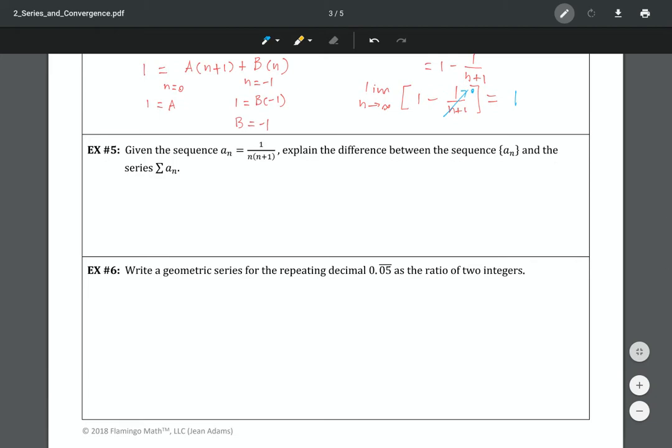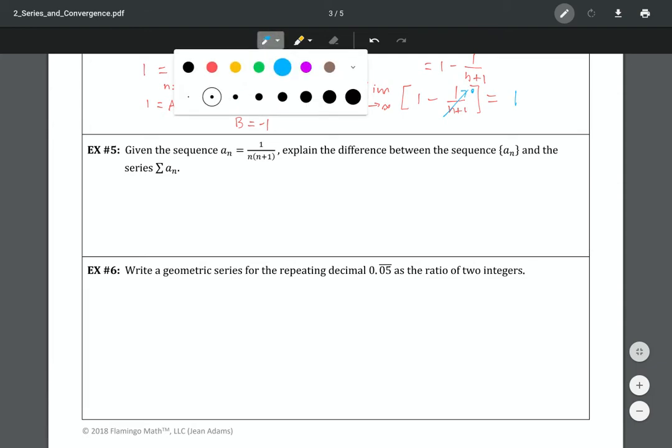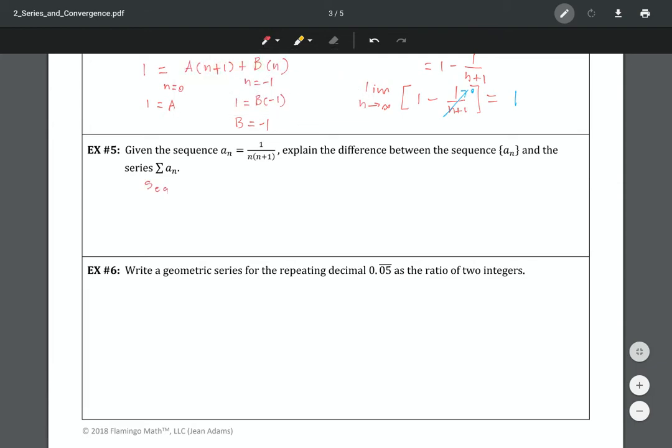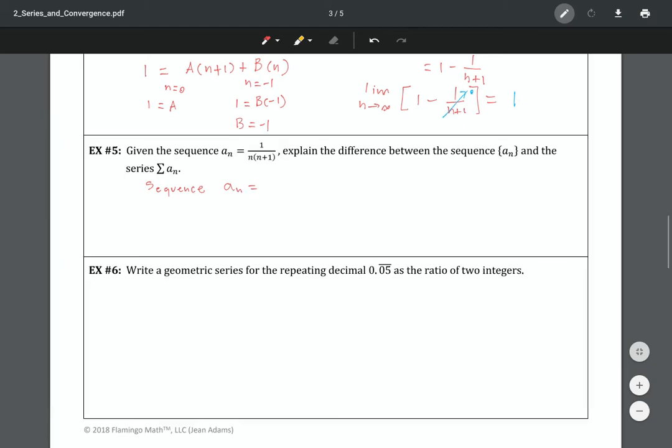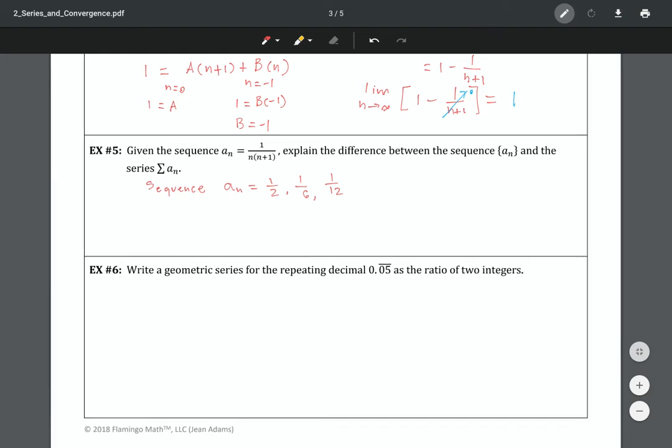Okay. So now it says right here, given the sequence a of n is equal to 1 over n plus 1, explain the difference between the sequence and the series. And I think this is important. So on the sequence, as I mentioned briefly at the beginning of the lesson, a of n, you're basically just plugging in one number at a time. But notice that I am not adding each term. Now, if I were to take the limit as n goes to infinity on this one, it would actually converge to 0.